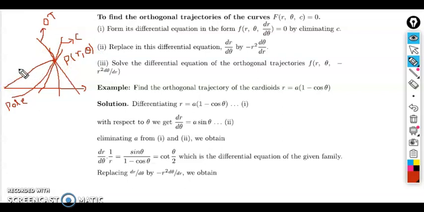This represents r, that means this should be r according to the coordinate system, and this one should be theta. Okay, if we consider the curve, the tangent of the curve and the radius vector, this is known as the radius vector, make an angle phi.